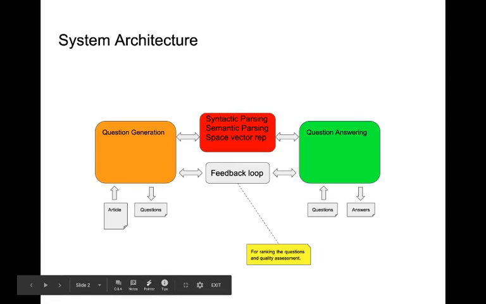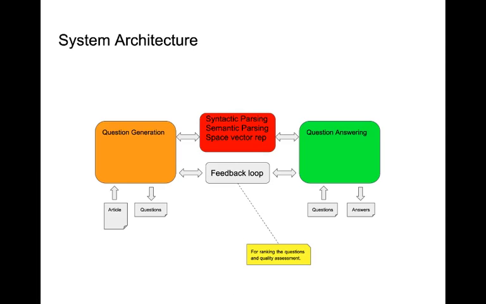So for the architecture between question generation and answering, whenever we generate a question, we want to answer it using our own question answering system, and then we can send it through a feedback loop in that we look at the answer and say, is this a good question or answer? And then we can help rank the questions based on that. And then for both of them, we want to use syntactic parsing, semantic parsing, and vector space representation, because that will help us determine where in the article a question is or an answer is for a question.